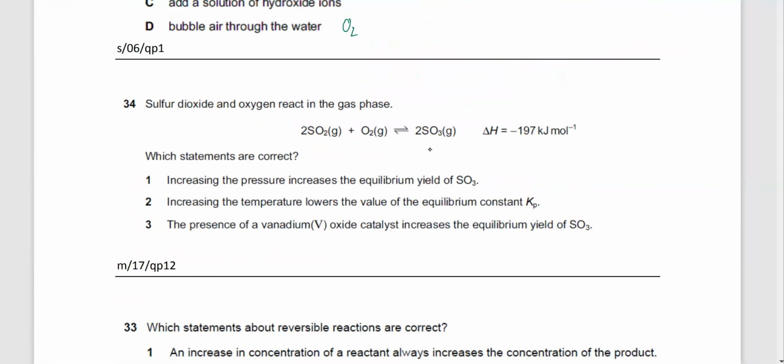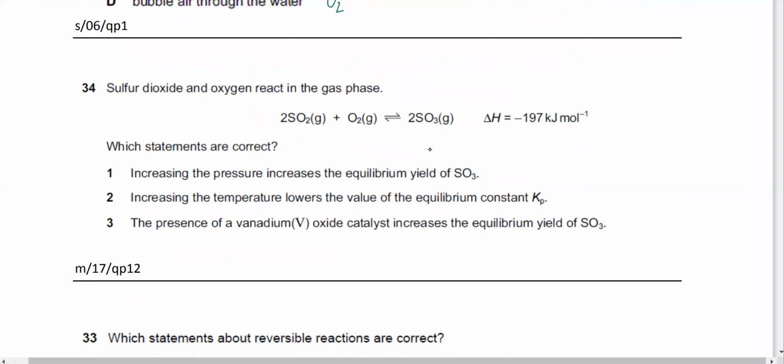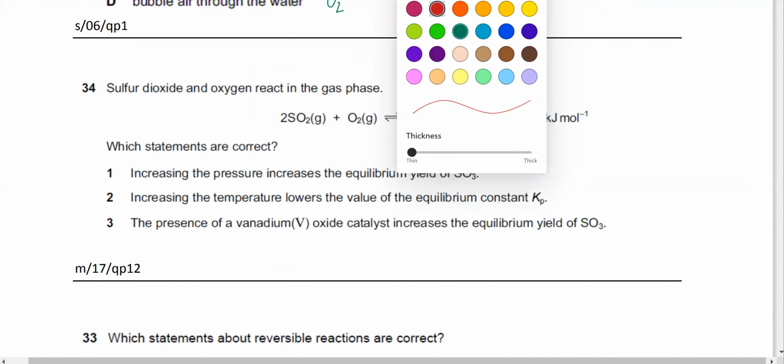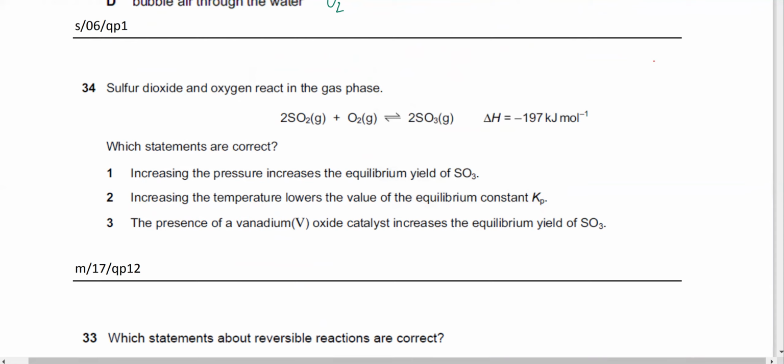So let's move to the next part. The question now is: sulfur dioxide and oxygen react in the gas phase. Which statements are correct? Increasing pressure increases the yield.